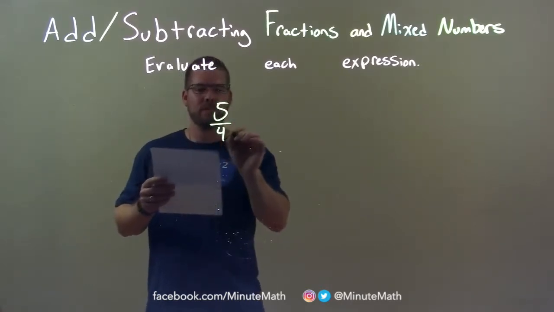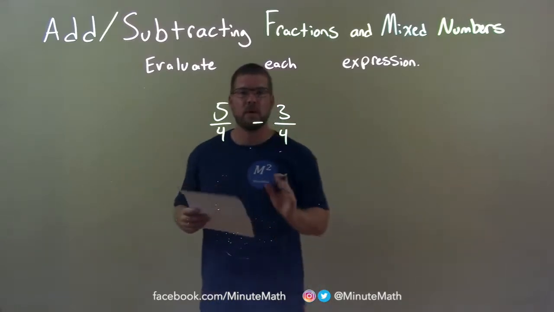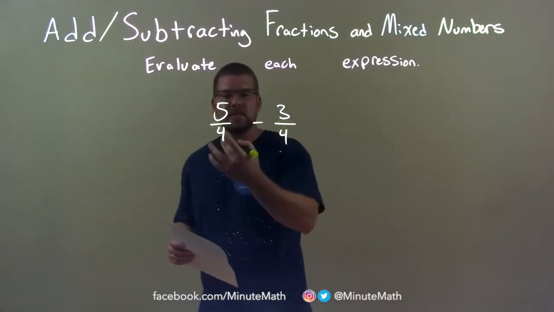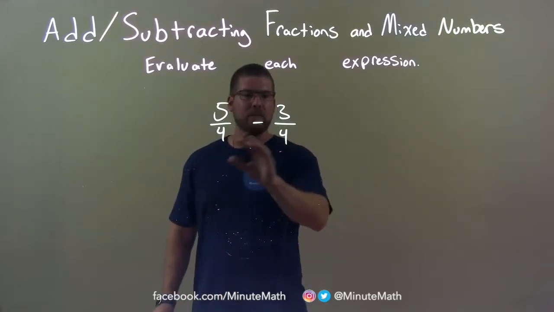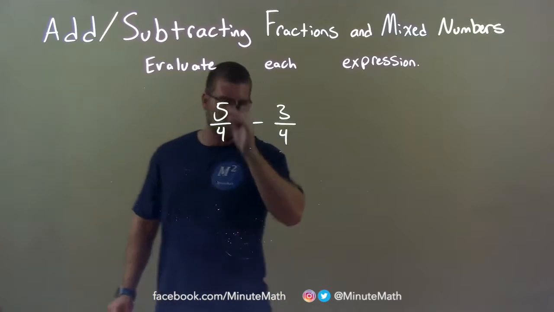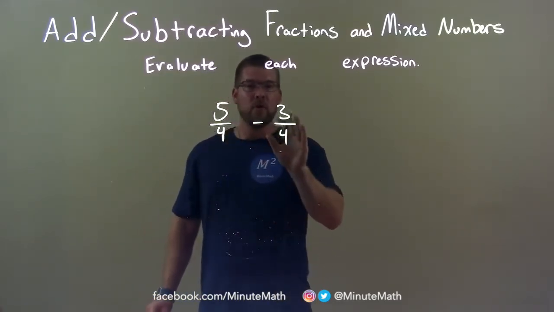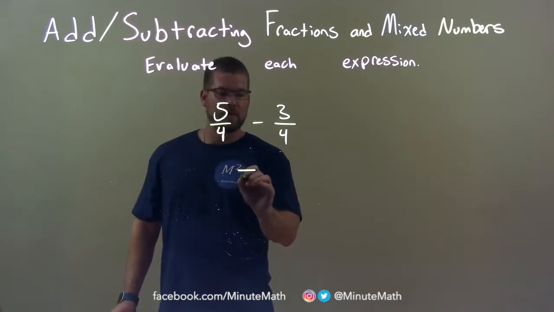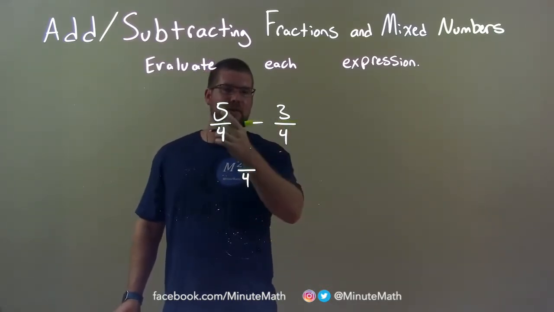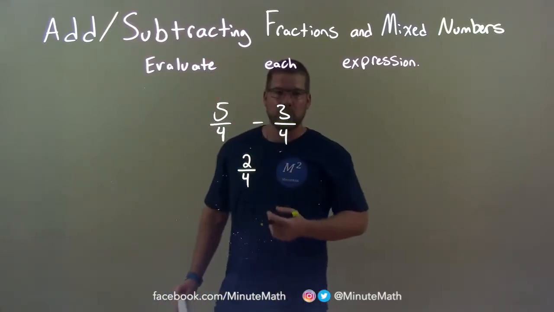5 over 4 minus 3 over 4. Okay, so we have 5 over 4 minus 3 over 4. Well, since these fractions have the same base, we keep the base the same, and we then can just worry about the numerator, right? So the denominator, again, the base is the same. So we worry about the numerator and keep the bottom the same. So 4 is still on our denominator. 5 minus 3, we just look across the top. 5 minus 3 is 2. So we have 2/4 here.